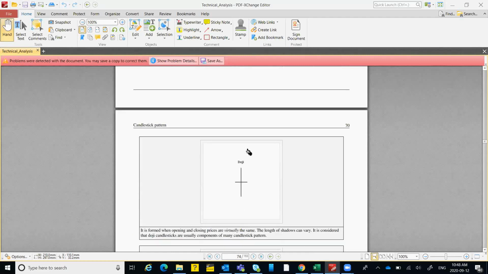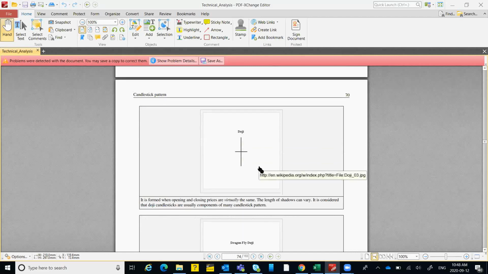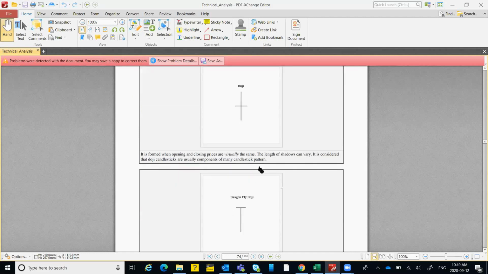Then we discussed the most important topics, which are the doji candles. A doji has an upper wick, a lower wick, and there is no body here. The opening and closing prices are the same. If this is the case, it means the market is indecisive. There can be a reversal in the market, so the market has not yet decided in which direction to move.